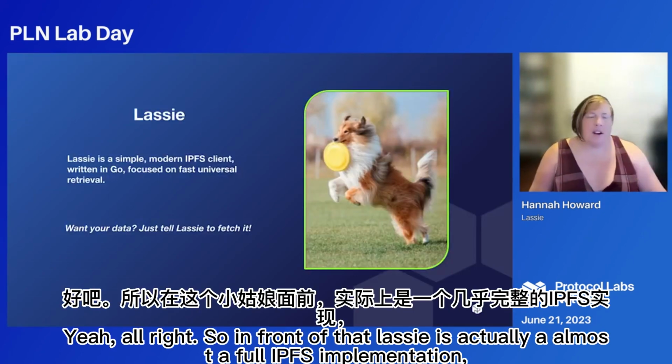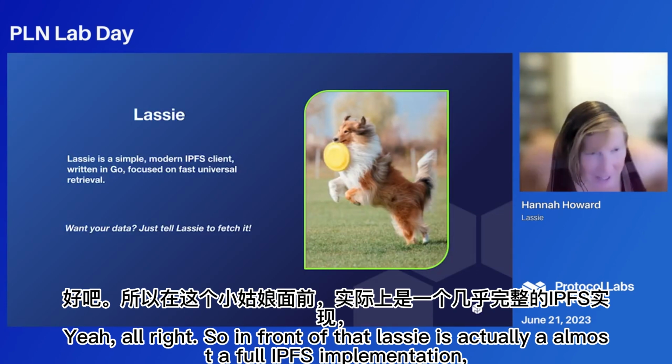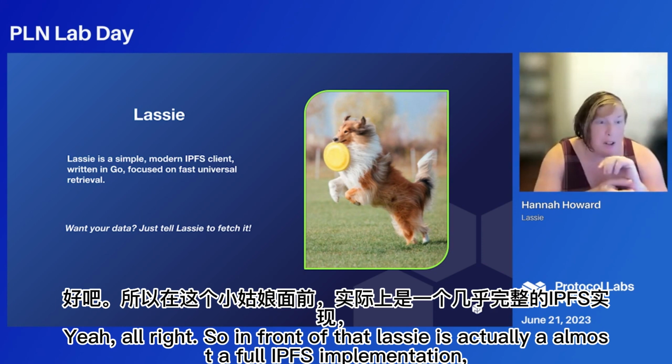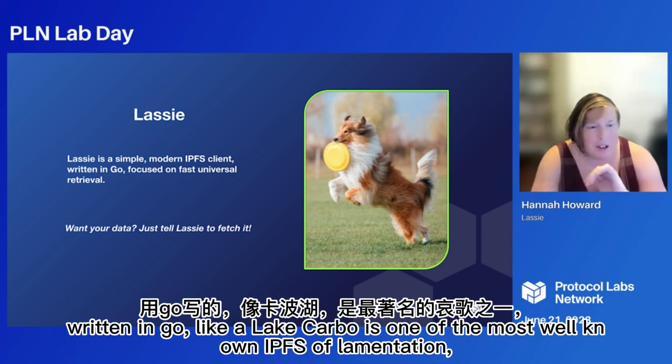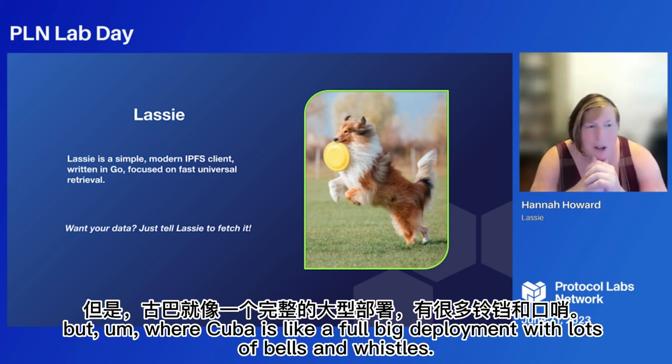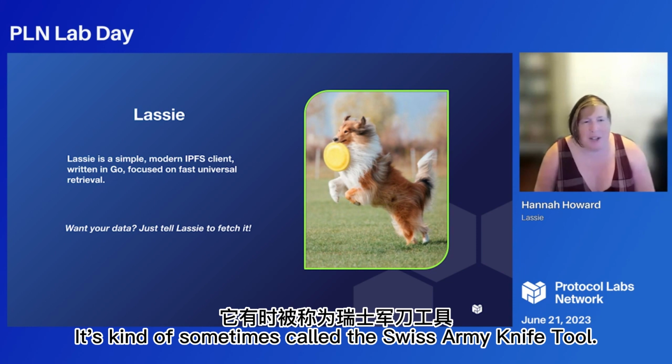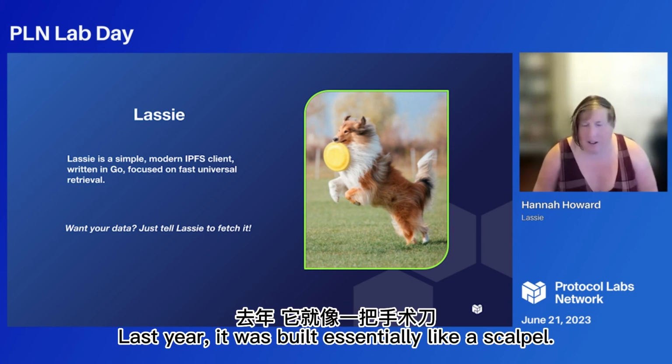Fun fact, Lassie is actually almost a full IPFS implementation written in Go, like Kubo is the most well-known IPFS implementation. But where Kubo is a full big deployment with lots of bells and whistles, sometimes called the Swiss Army knife tool, Lassie was built essentially like a scalpel.